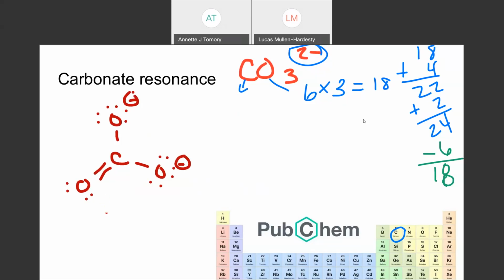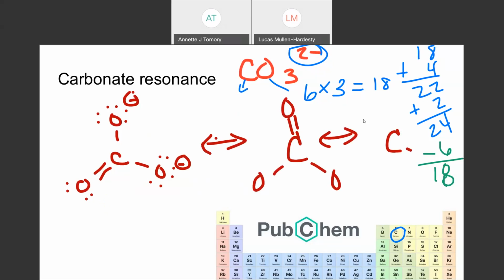Because of that, I have a resonance. So the carbon is here. I could have brought it up from the top. The carbon's in the middle. I could have brought it up from the right.